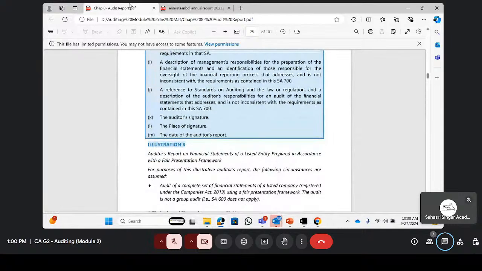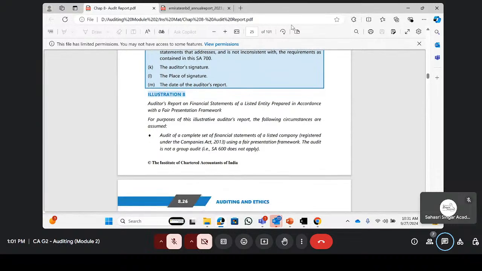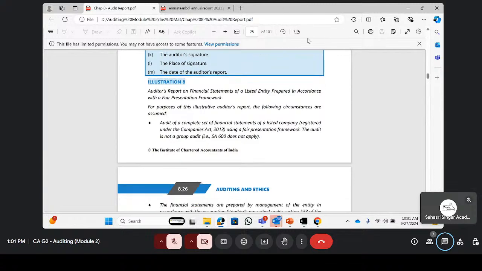Okay, there is an illustration given in the institute material. Auditor's report on the financial statements of a listed entity prepared in accordance with a fair presentation framework. Okay, very good. For the purpose of this illustrative auditor's report, the following circumstances are assumed. So they are telling that these assumptions are taken. Whatever assumptions they have given, you need to ensure that those points are also mentioned in the auditor's report as an opinion. Be very specific. This is your requirement. So now they're telling us to audit a complete set of financials of a listed company. So it's a listed company.